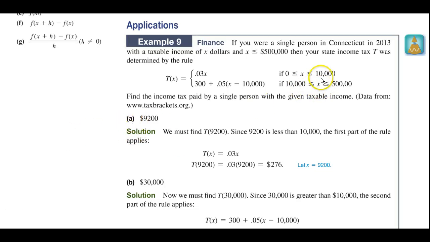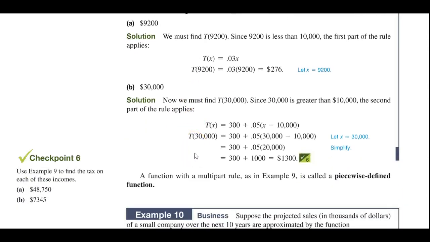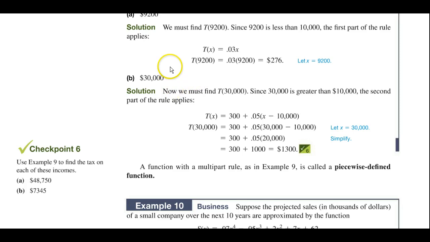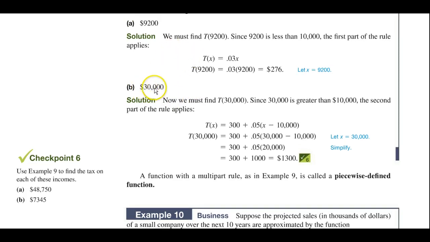So in part A, since you were less than 10,000, you do this part of the formula, take 3% of this amount, and you get your state income tax was $276. Now for 30,000, let's look at this in some detail. Now you're going to pay 3% of the 10,000, which is $300, and then you're going to pay 5% of what was left, which is 20,000, and your overall tax then is $1,300. Again, we did this earlier in piecewise defined functions.